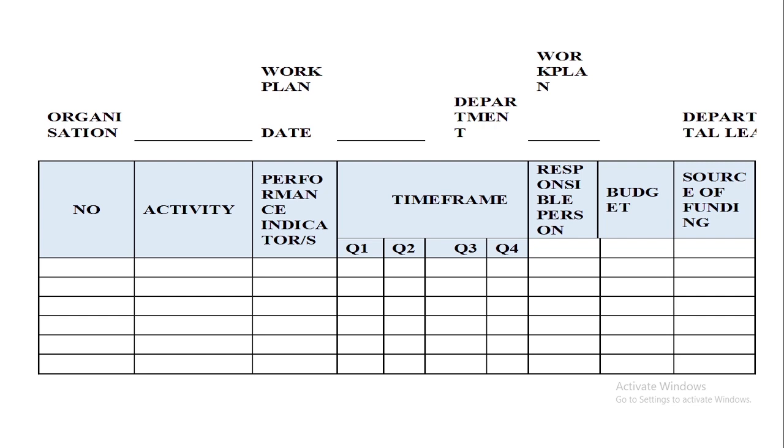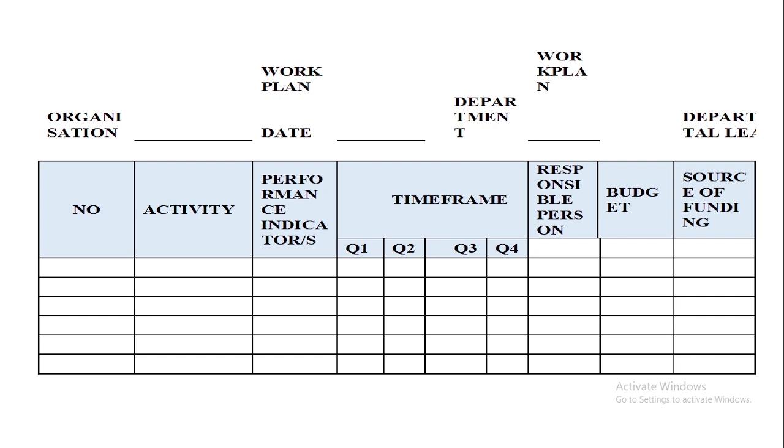Let's say the activity is training 50 schools in the production of sanitary towels or pads, reusable sanitary pads. And the performance indicator should be maybe 50 schools trained in the production of reusable sanitary pads. Then in the time frame, you indicate that this activity will be implemented in Q1 of 2023 or Q2 or Q3.